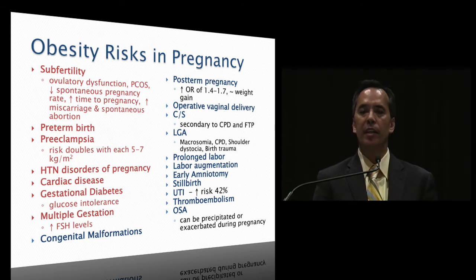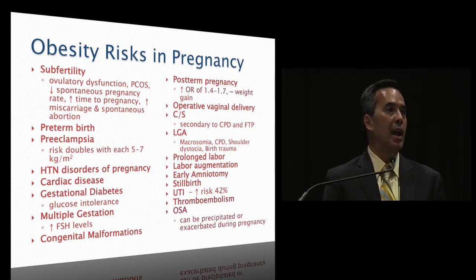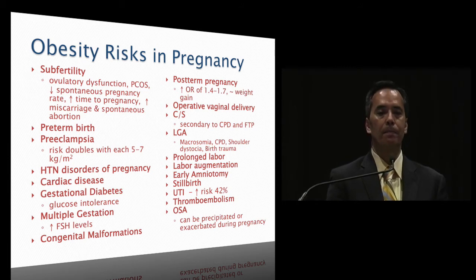They think that's because of an increase in FSH levels. Also congenital malformations, postpartum hemorrhage, operative vaginal delivery, increased rate of C-sections, increased risk for large-for-gestational-age babies, prolonged labor, more likely to have labor augmentation with Pitocin, early amniotomy, stillbirth, increased risk up to 42% for UTIs, thromboembolism, and obstructive sleep apnea can complicate the pregnancy.